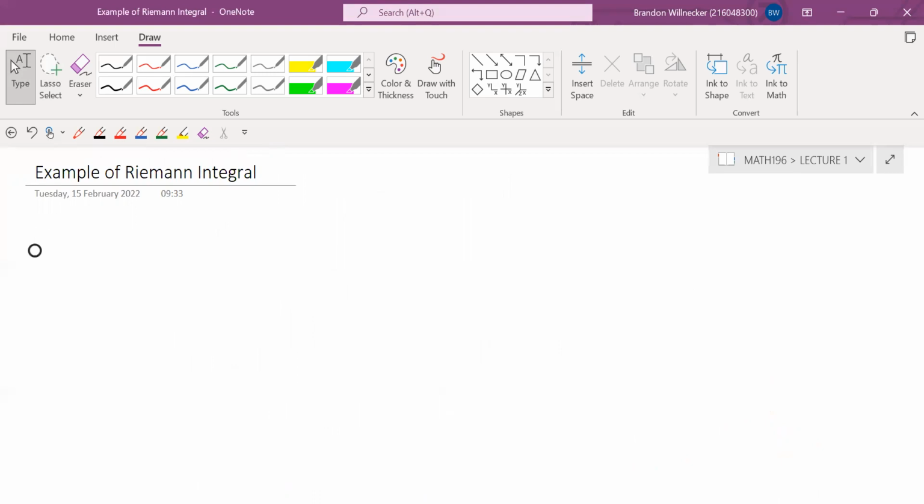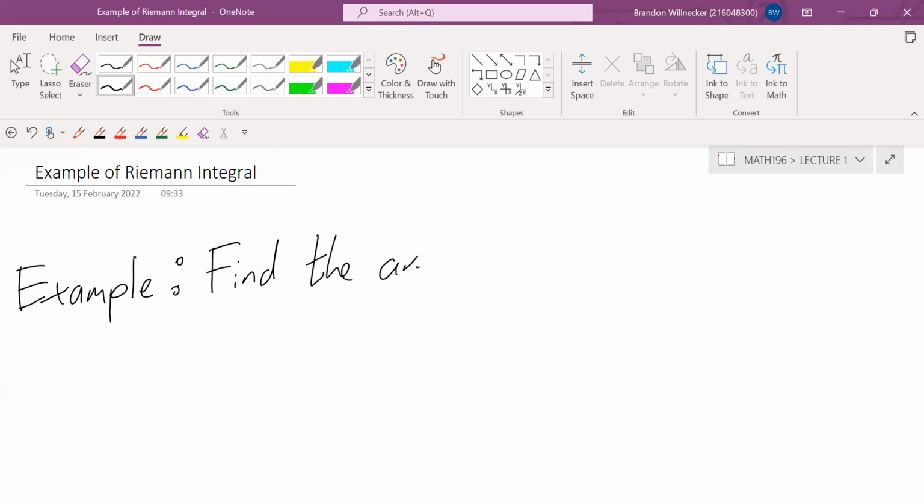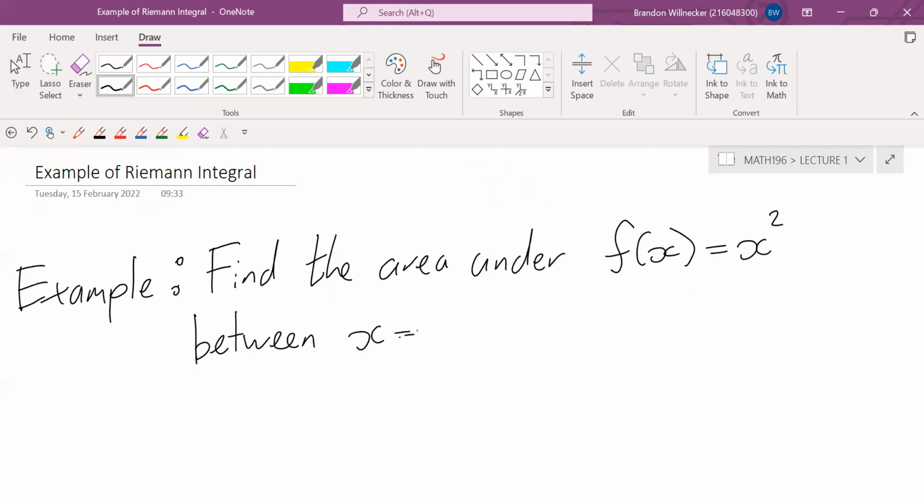Okay, so example. Find the area under f of x is equal to x squared between x is equal to 1. So that is the lower bound of the interval. And x is equal to 3. Remember, that is the upper bound of the interval.